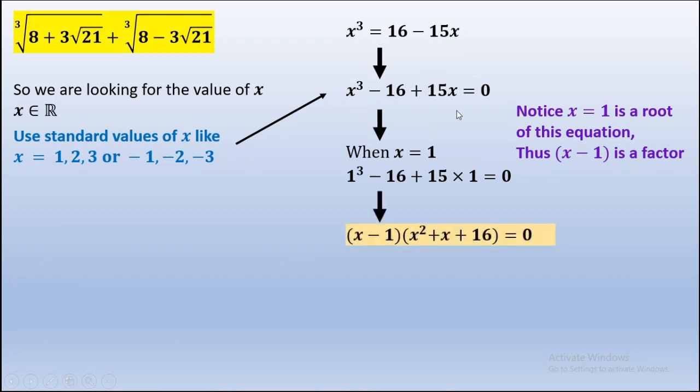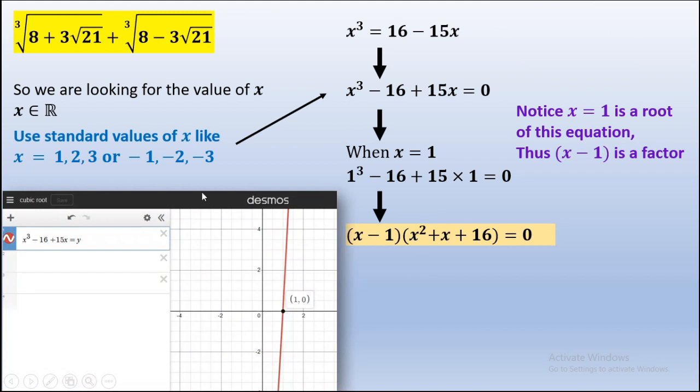So if x minus 1 is a factor of this equation, we can factor out x minus 1 and the remaining terms will be x square plus x plus 16 equal to 0. So we got one real root, that is x equal to 1. And also in some graphing calculators like Desmos and other free software, if we plot this equation, we see that yes, this equation is cutting the x-axis at x equal to 1. Hence x equal to 1 is its only real root.